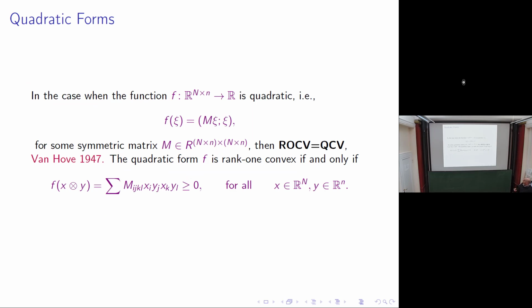for the gradient problem. So okay, now we are interested in quadratic forms, and there is a lot known about quasi-convex quadratic forms. In particular, it is known that in the case when f is a quadratic form, then rank 1 convexity and quasi-convexity coincide, they are the same. This was proven by van Hove, and the rank 1 convexity condition for a quadratic form reduces to this inequality. You just plug in a rank 1 matrix, and the result is a non-negative biquadratic form.